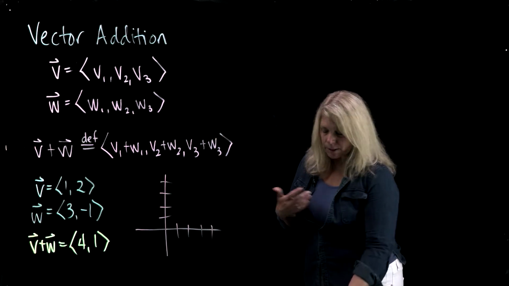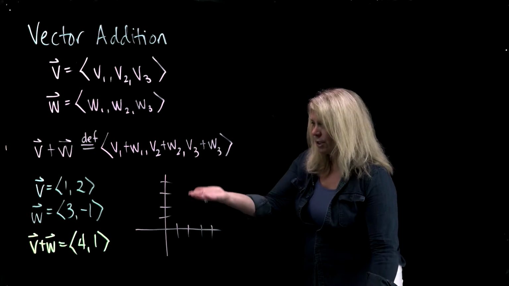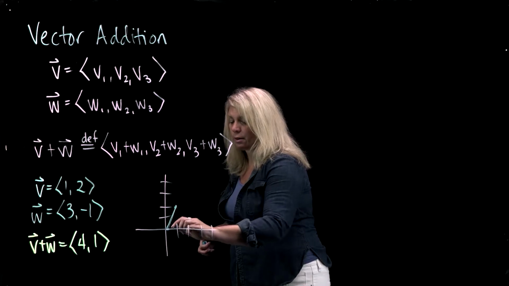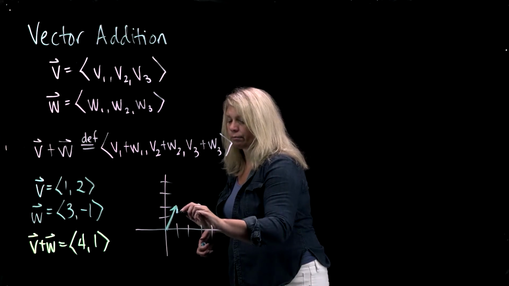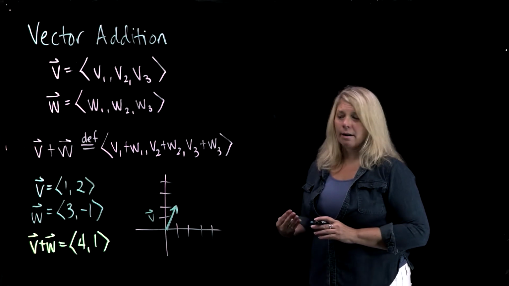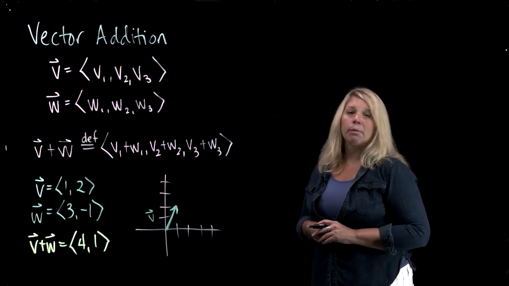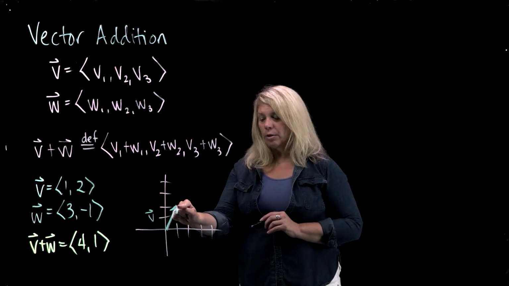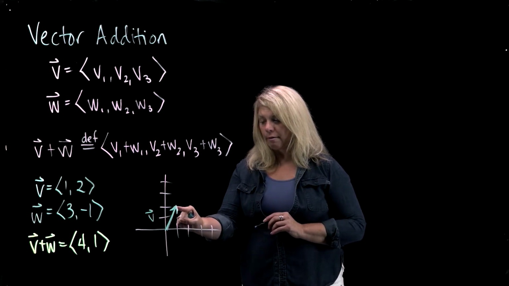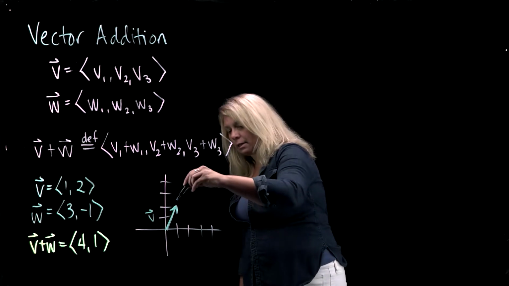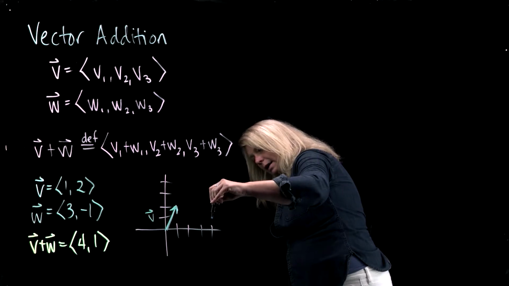All right, and so I'm going to start with my vector V in standard position with its tail at the origin, so over 1 up 2. So there's my vector V. And then from there, I'm going to draw my vector W. So from this point, that is over 1 up 2, so my initial point here is at the terminal point of V, I'm going to draw my next vector W. So from here, I'm going to go 3 units right and down 1 unit. So from here, I'm going to go over 3 and down 1.